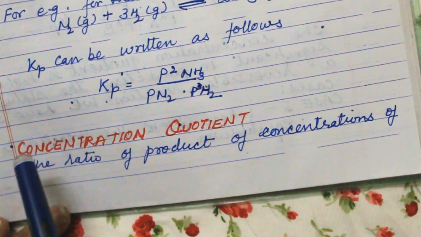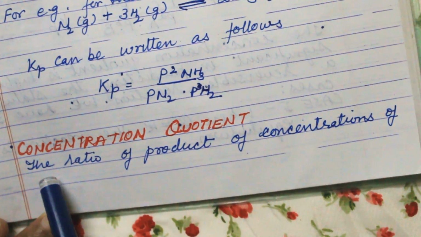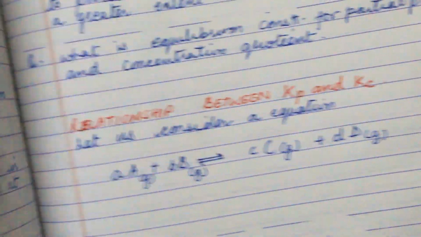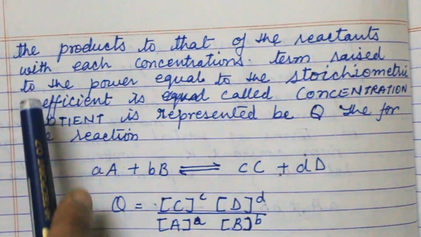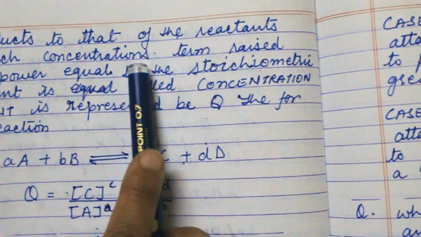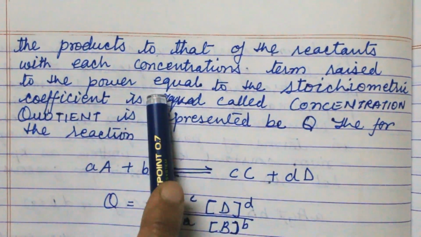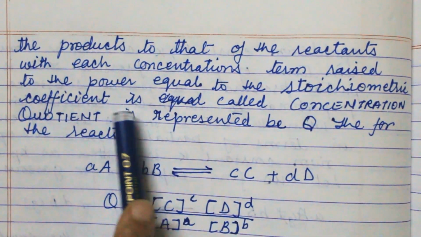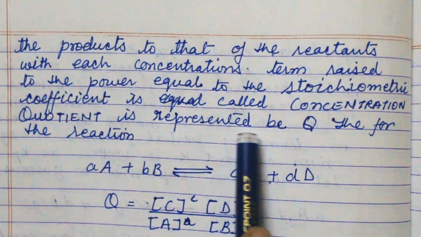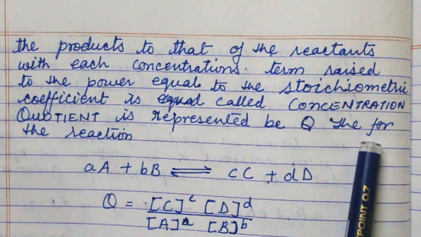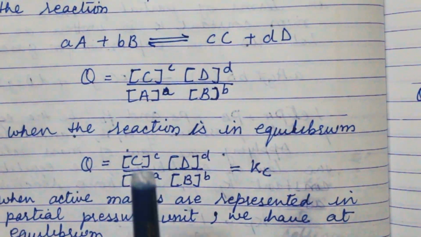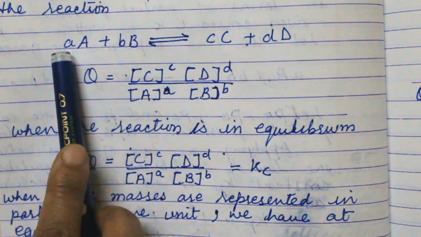Now the next topic is concentration quotient. The ratio of the product of concentrations of the products to that of the reactants, with each concentration term raised to the power equal to the stoichiometric coefficient, is called the concentration quotient, and is represented by Q. Just for the reaction, we have this reaction. This is the stoichiometric coefficient.